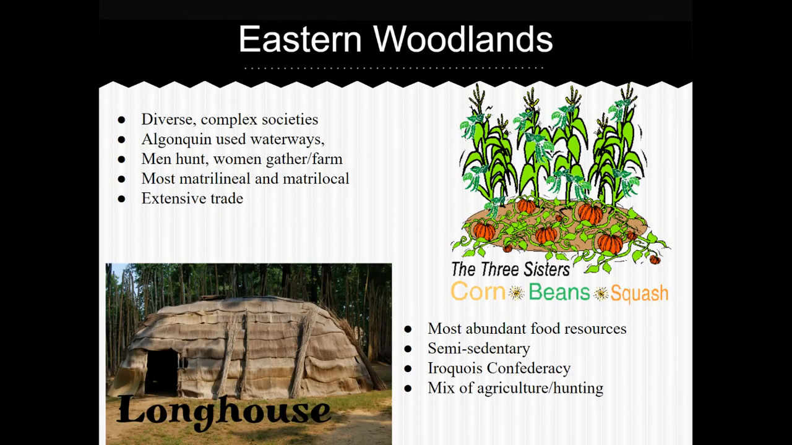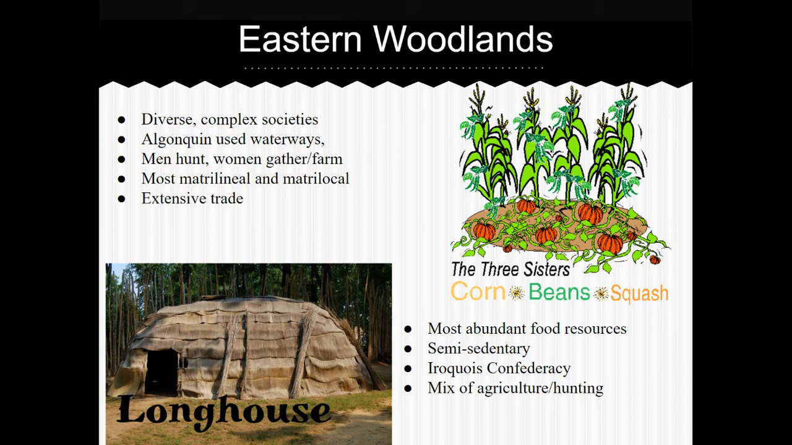The next one is the Eastern Woodlands. These individuals who lived along the Atlantic seaboard developed kind of a mixed culture. They had agricultural, but also hunter-gatherer economies that favored the development of permanent villages. So here we have diverse, complex societies because they did have some planting. There are some examples here of one of the tribes, the Algonquin, who used waterways. The thing to know about this environment is there are a lot of natural resources. There are trees, there are waterways, there are even natural harbors in the ocean.